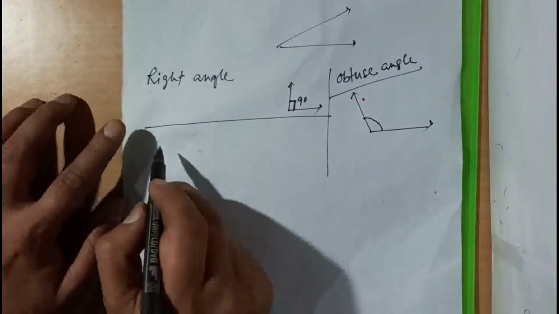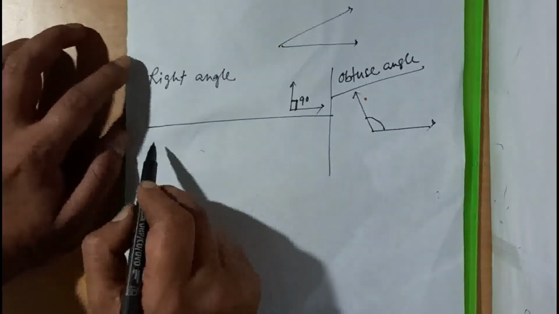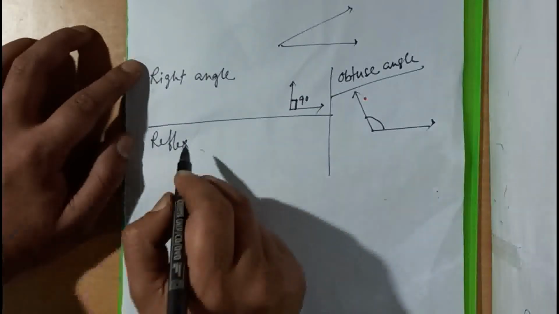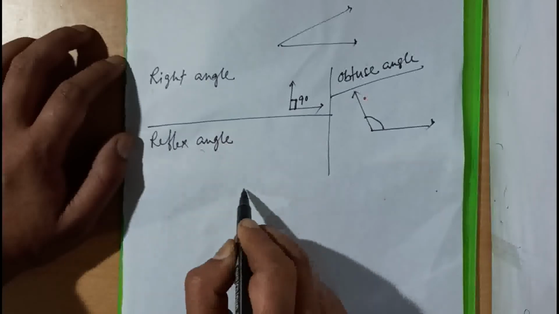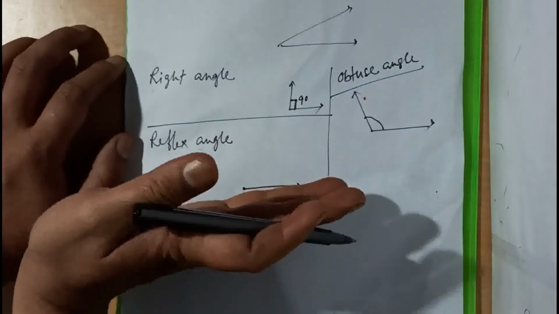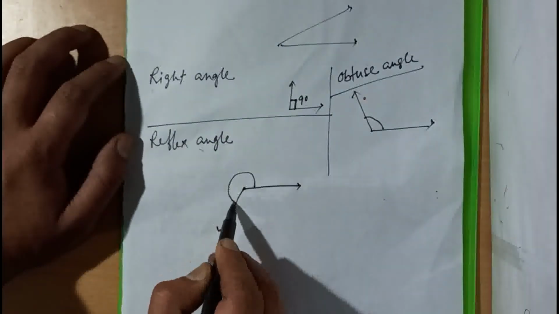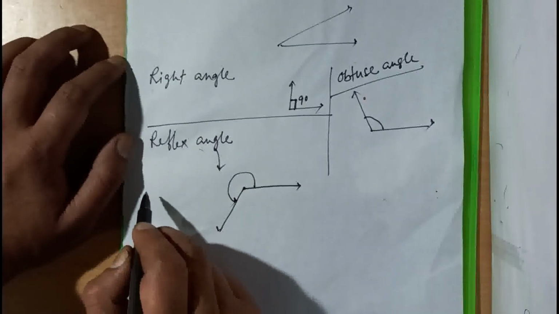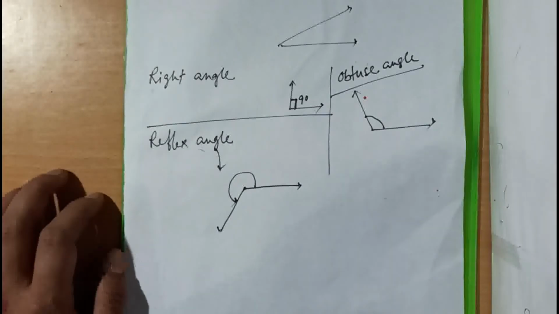Then you have already learnt about reflex angle. This angle you have already learnt in your lower classes, we are just revising it. Reflex angle: if this ray rotates and forms this type of angle, this angle is the reflex angle, which is more than 180 and less than 360.